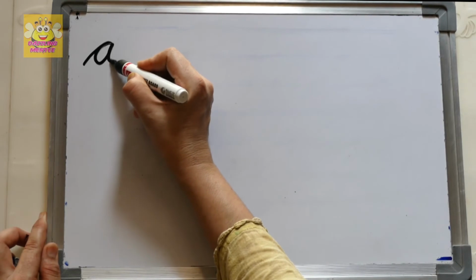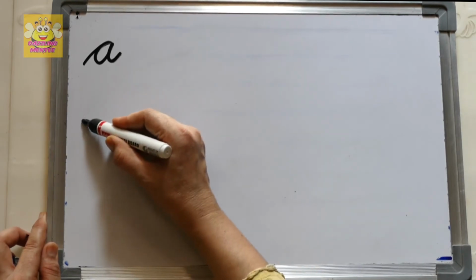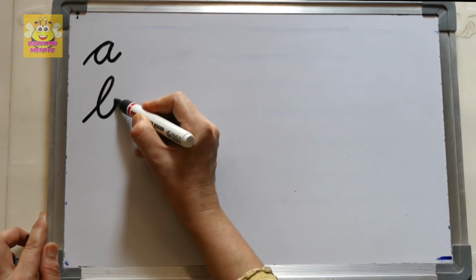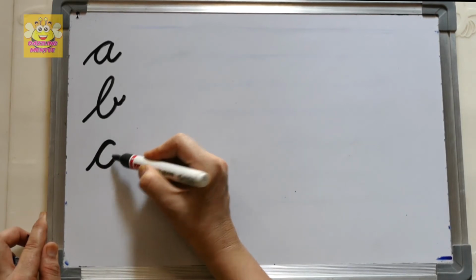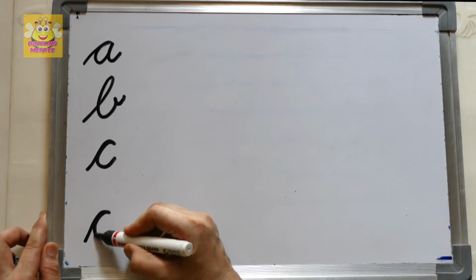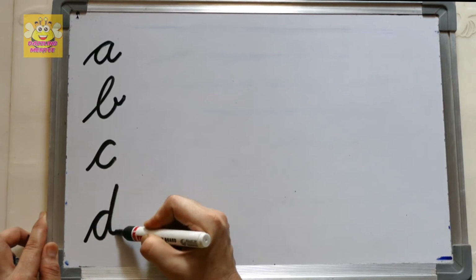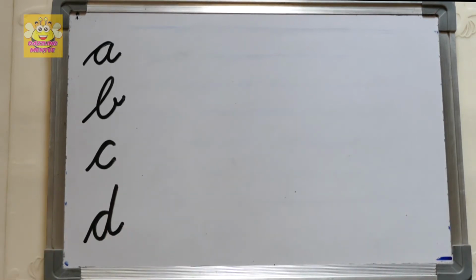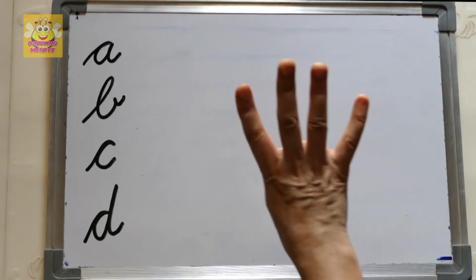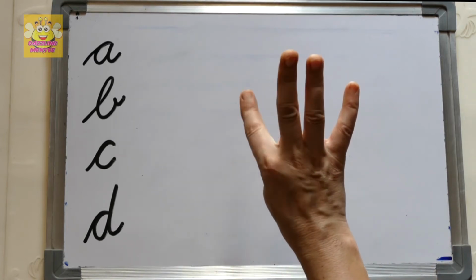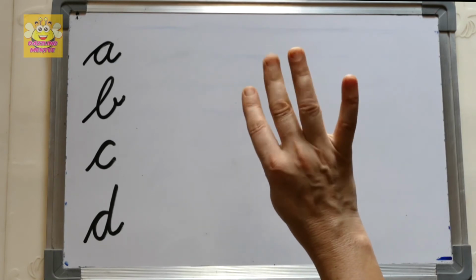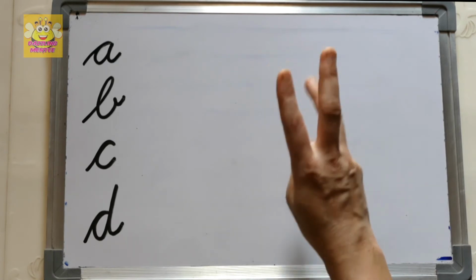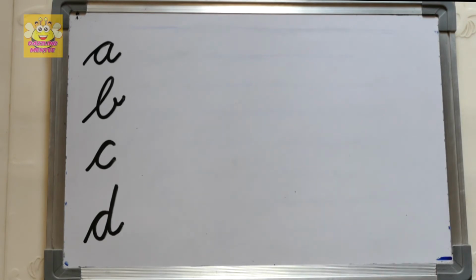So which alphabets have we done? A, B, K, and now today we have done D. So 4 alphabets we have done. A, B, K, D. Abacad, abacad, abacad. Okay. So how will we learn?